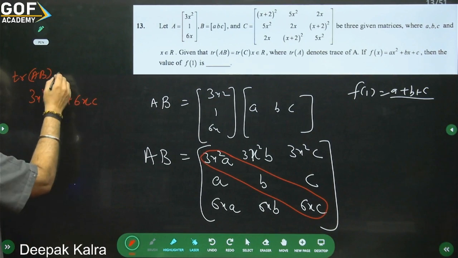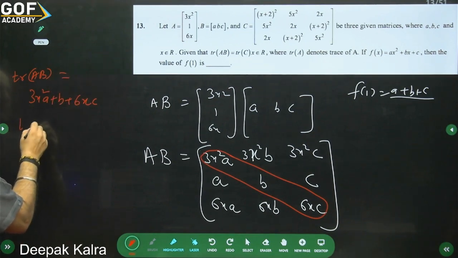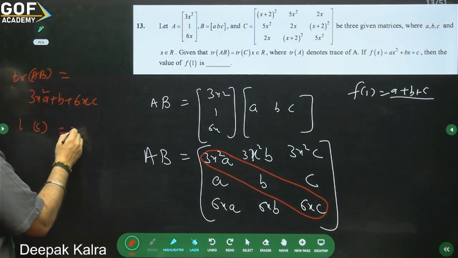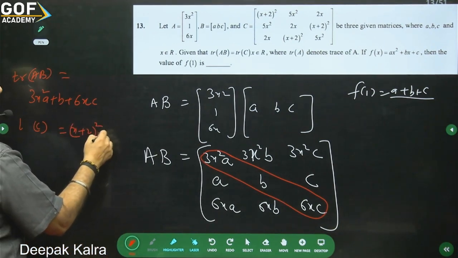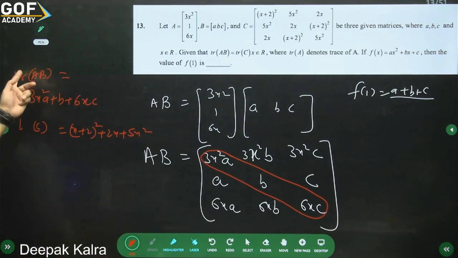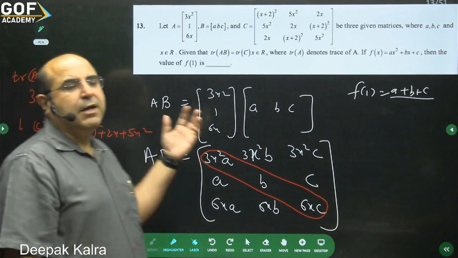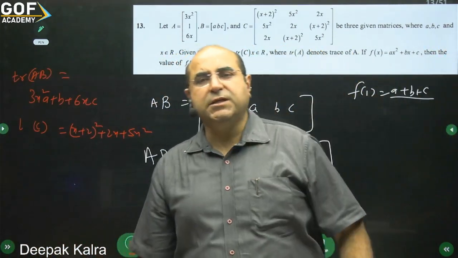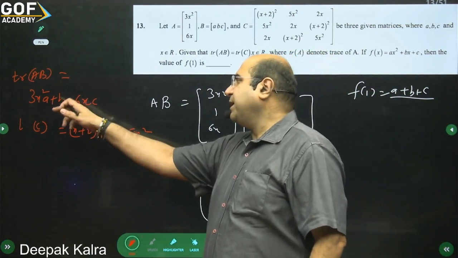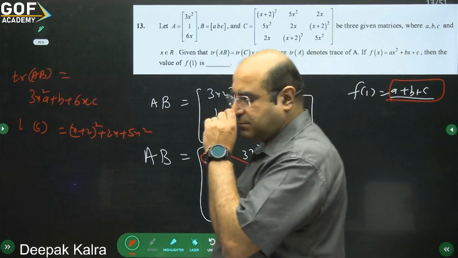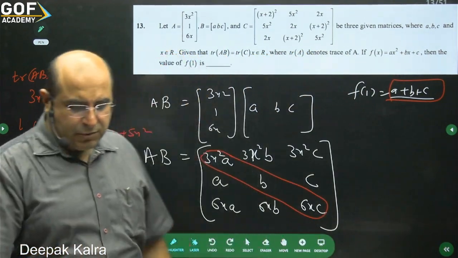It should be equal to trace of C. What is trace of C? x plus 2 square, 2x plus 5x square. Nothing, just compare the x square coefficient, the x coefficient and the constant term. You will get A, B and C, and the sum of that is your final answer. I think you can do that.